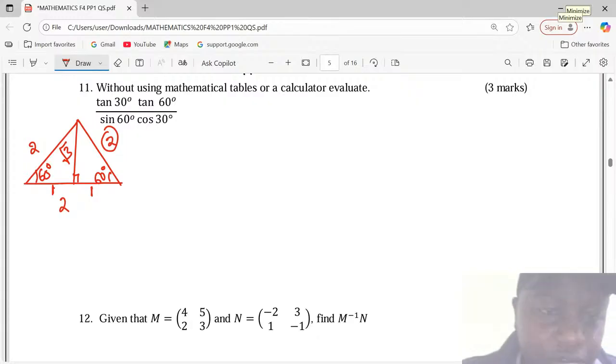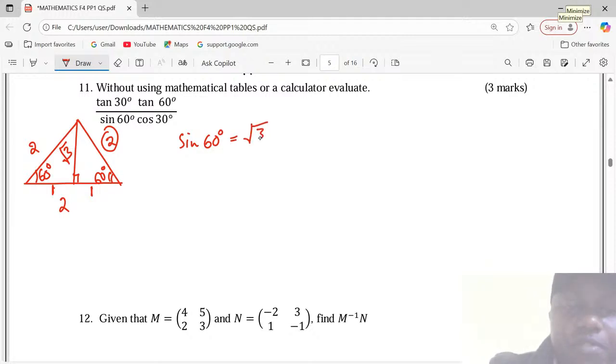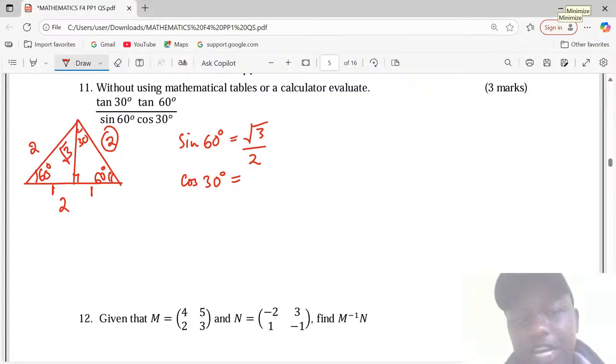If that is the square root of 3, then we can talk about sine 60. The sine of 60 shall be, when 60 is at this point, the opposite is root 3, the hypotenuse is 2. What about the cosine of 30? After bisecting, this became 30. If that became 30, then we need adjacent over hypotenuse for cosine.